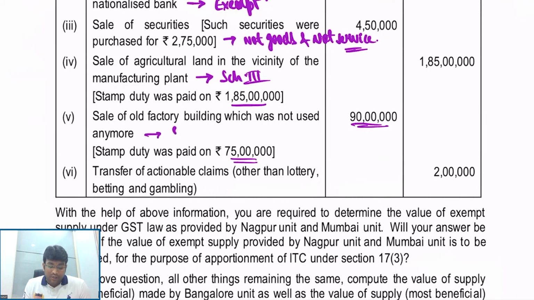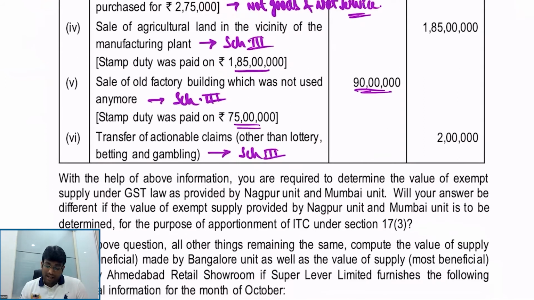What will happen, my dear friends? This is also covered in Schedule 3. Actionable claims other than betting, gambling, lottery. This is also covered in Schedule 3. Now, what is it they're asking? Number 1.